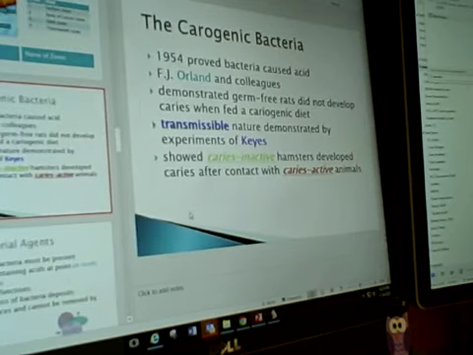So in 1954, Dr. Orland and his colleagues proved that bacteria caused caries by acid. Some of these research studies you have to look at in moderation, but they had germ-free rats that did not develop caries when fed a cariogenic diet. And they looked at the transmissible nature of the caries. That was by Dr. Keyes.